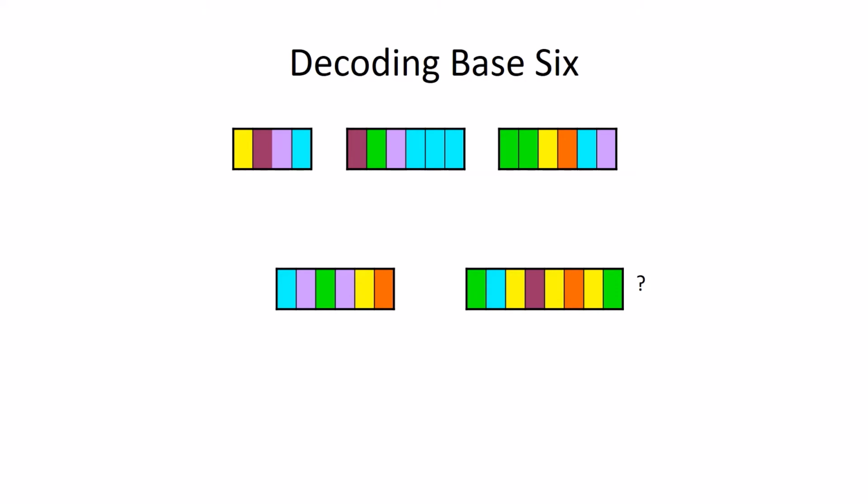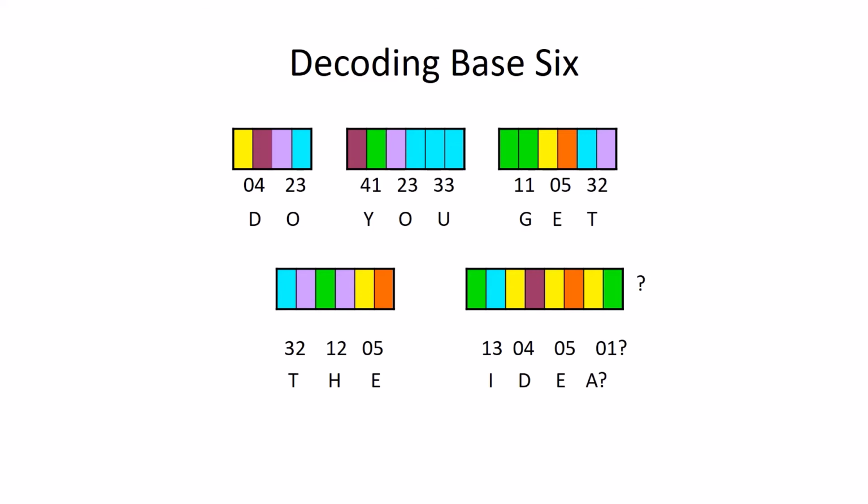So to decode this, again, you know that it's 2 colors for each letter, so you don't have to separate them out. So first you just find which number is for each color. And I've figured all those out. And then you go back and look at which letter they represent. And it says, do you get the idea? So I hope that you do.